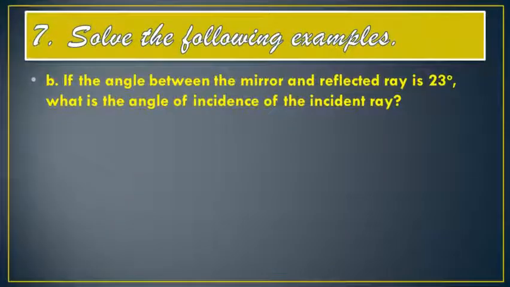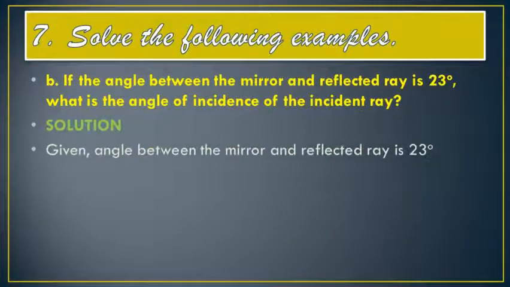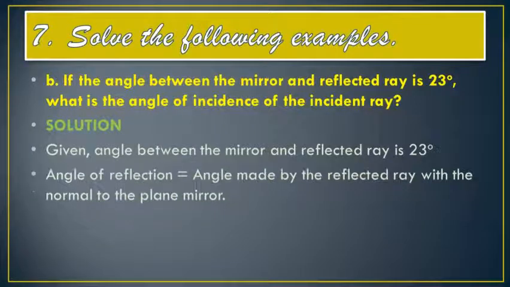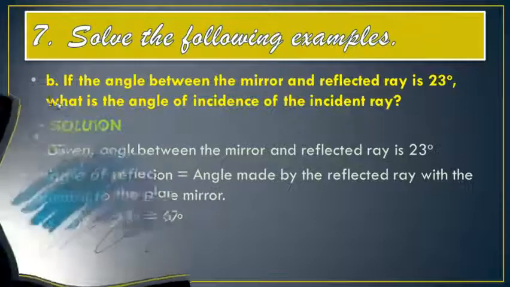Question number B, if the angle between the mirror and the reflected ray is 23 degrees, what is the angle of incidence of the incident ray? Solution, given the angle between the mirror and the reflected ray is 23 degrees, and the angle of reflection equals the angle made by the reflected ray with the normal to the plane mirror. So it is 90 minus 23 equals 67.